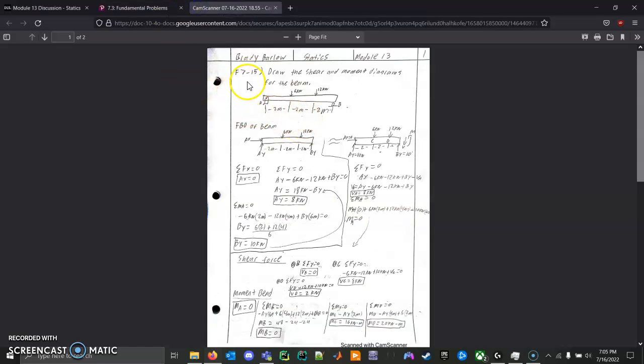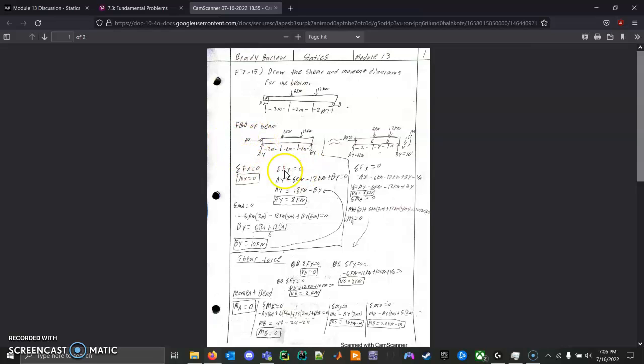The first step I took when it came to doing this problem was to draw the original problem again, then draw the free body diagram of the beam. In the free body diagram, you have a pin here at A and a roller here at B. So that's going to give you reaction forces AX, AY here, and then just BY here, along with your 6 kilonewtons and 12 kilonewtons in the middle of the beam.